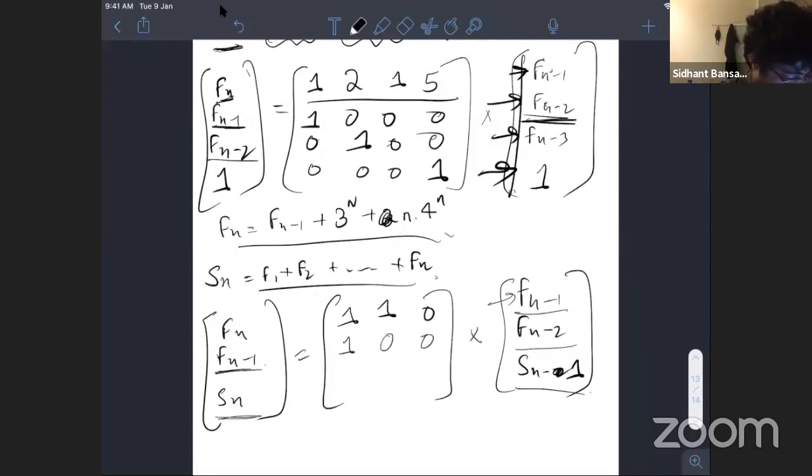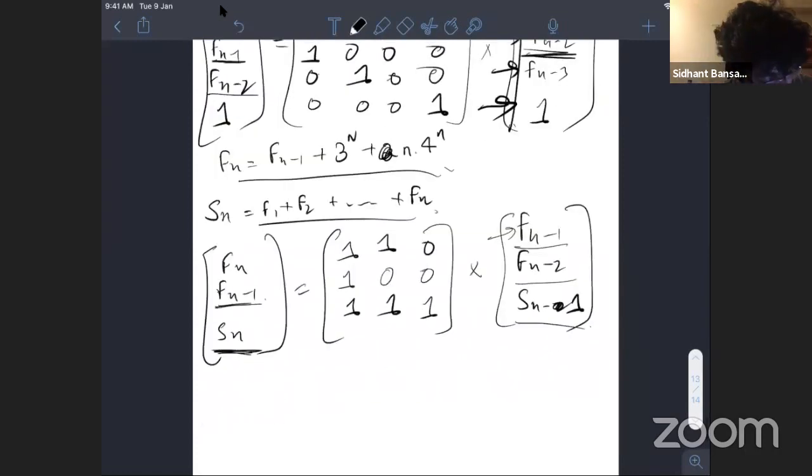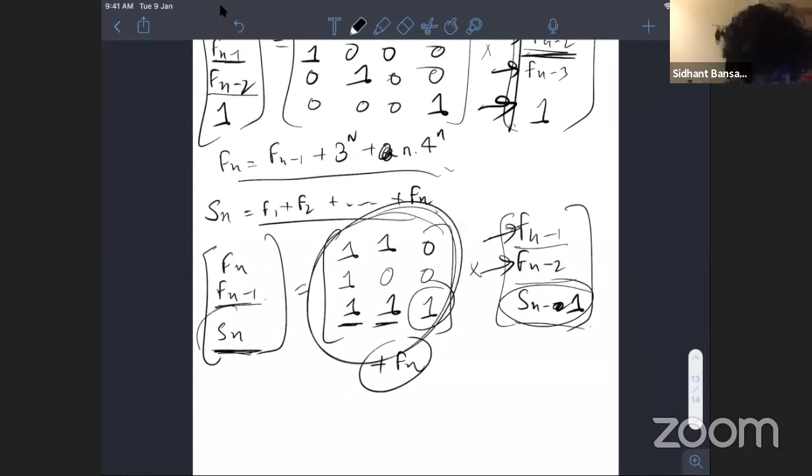What is Sn? Notice this thing, this thing, this thing. So Sn is basically saying add Sn minus 1, all the sum of all the previous terms, plus fn. And what is fn? Fn is just 1 times this and 1 times this. So if you use this matrix, then the last column, last value will actually give you Sn, which is F1 plus F2 dot dot dot up till Fn.